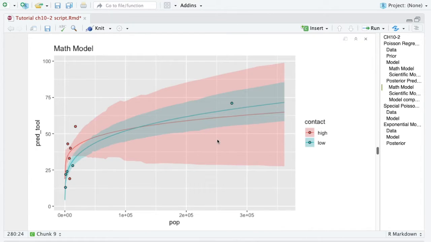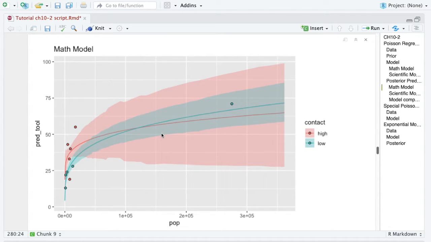With the above code, we will generate this graph, and now let's analyze the posterior prediction. The trend for tool innovation for societies with high contact rate is higher than that for societies with low contact rate when population size is small. However, the model allows the trend for high contact rate to be smaller when population size is higher. The problem occurs because we don't have any item with high population and high contact rate in our training data.